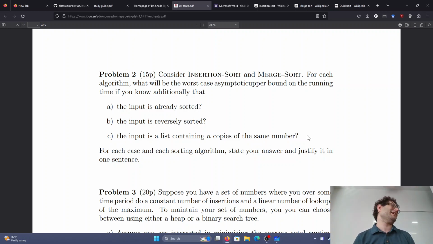A, B, and C all have the same answer, n log n. It doesn't matter. Merge sort always works the same way. It always breaks everything up and combines it. Basically, you have log n layers with each layer taking O of n time. It always works that way. Doesn't matter if it's reversely sorted, already sorted, or if it's all the same numbers. Make sense?